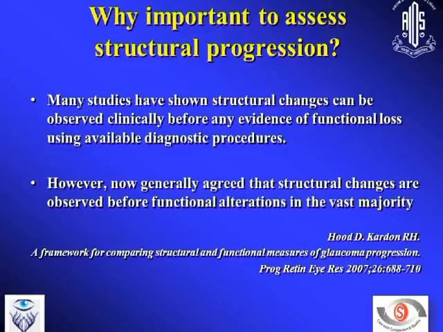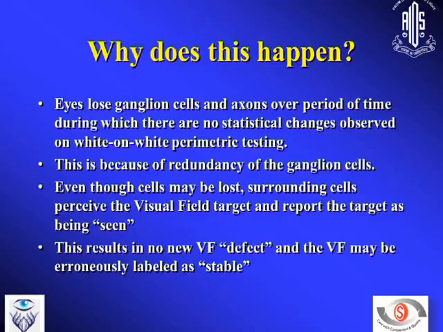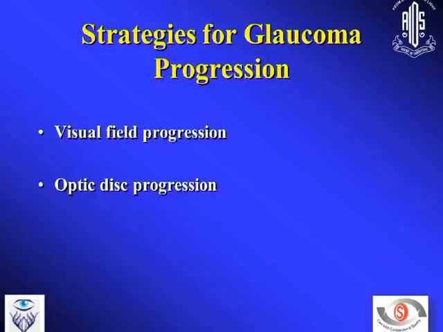Why is structure more important? Because various studies have shown that structural changes happen before visual field changes. And why? Because there is a redundancy theory. Basically, 30 to 50% of ganglion cells have to be lost before white on white visual field picks up the effect. SWAP and others may pick up early, but there are lots of other problems, and I am not going to talk about that. But structural changes are important to pick up early progression.